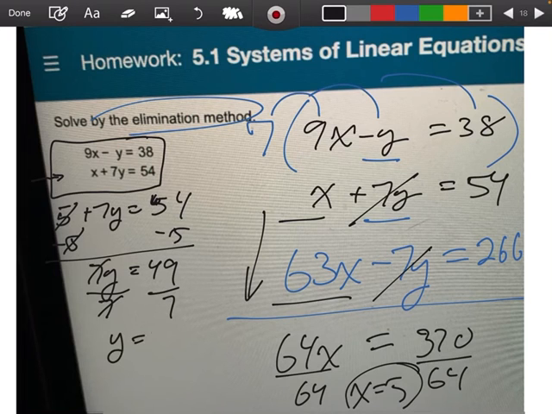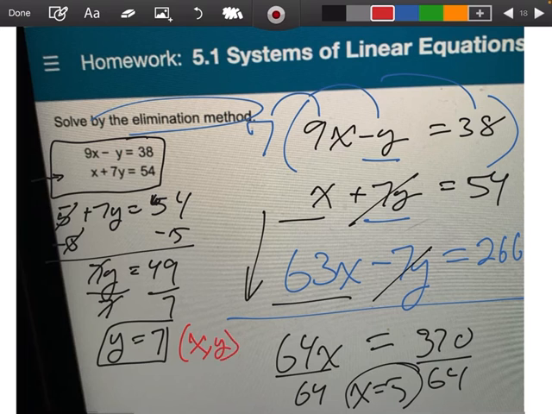Okay. Now remember, we're going to write this as a point. Every point is always written in the form x and y. So we're going to have 5 comma 7. Okay, that's our solution. Why 5 comma 7? Because the x is 5 and the y is 7. Okay, so that's how you do systems of equations.